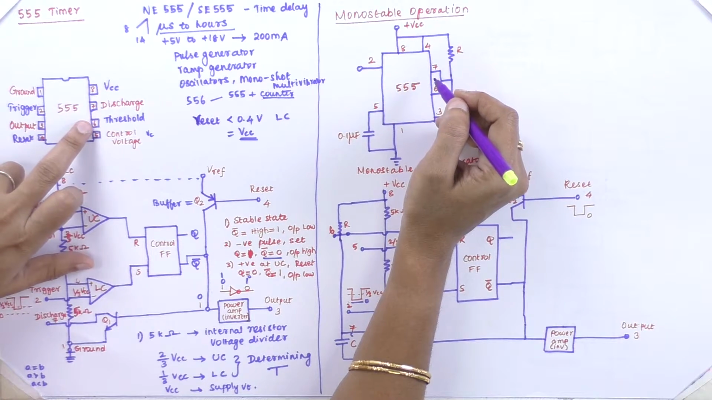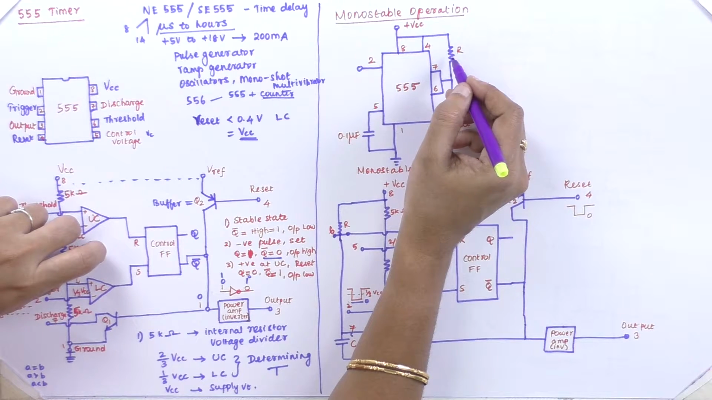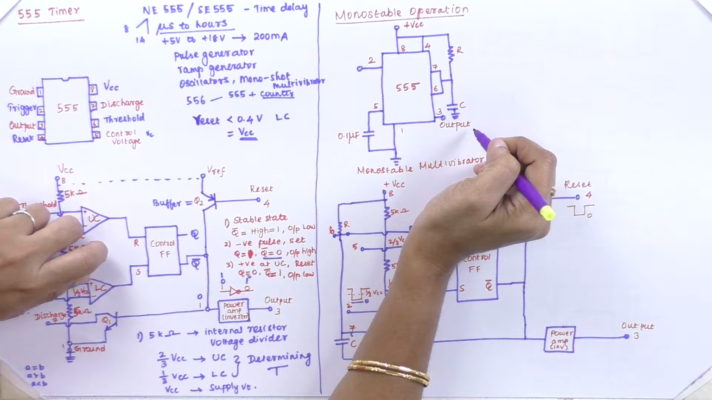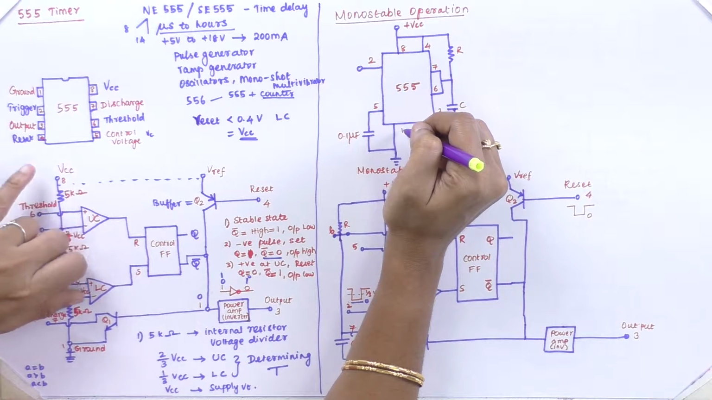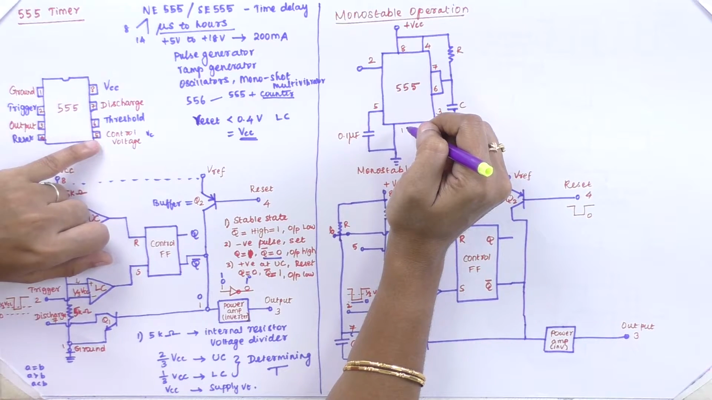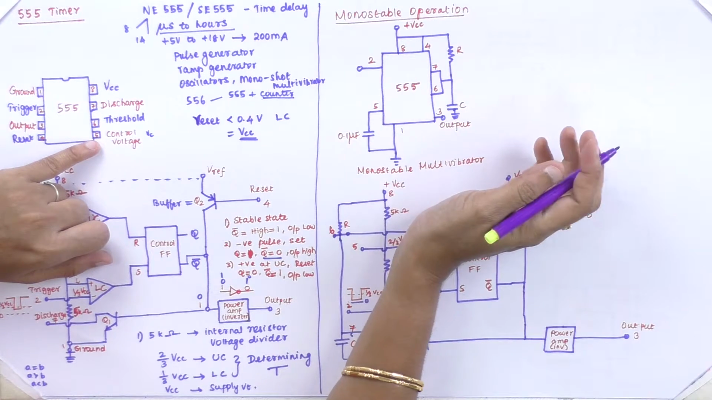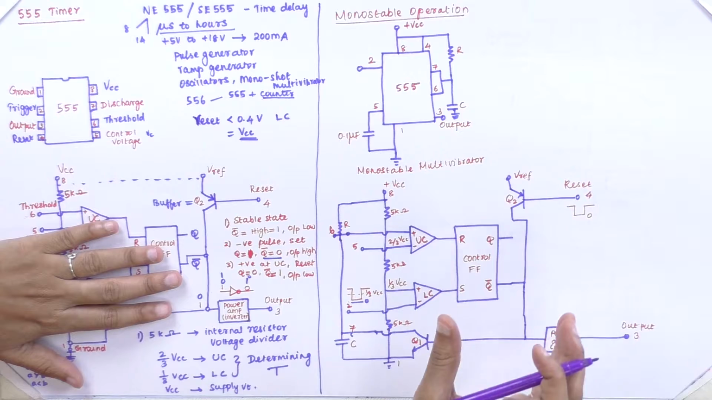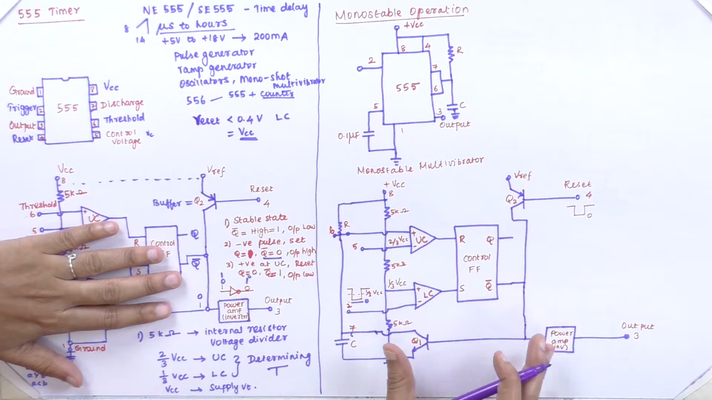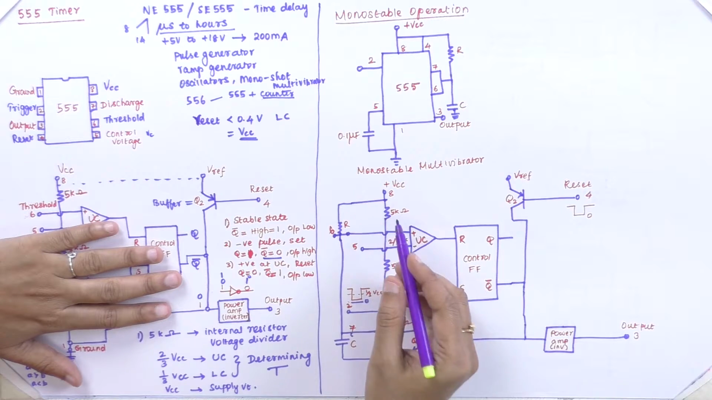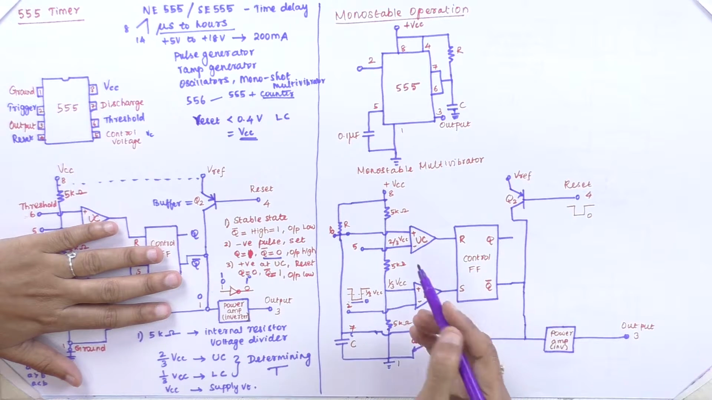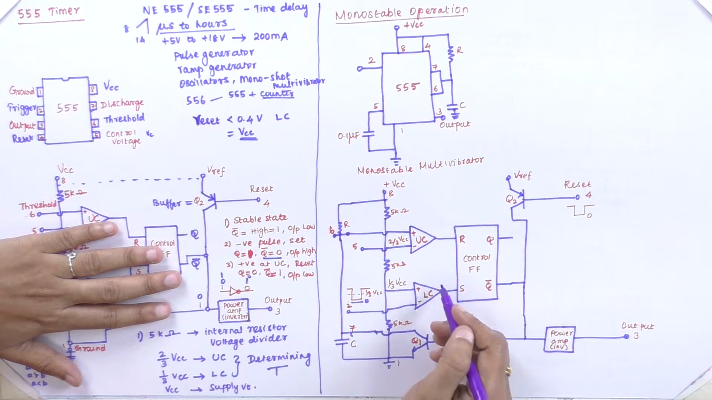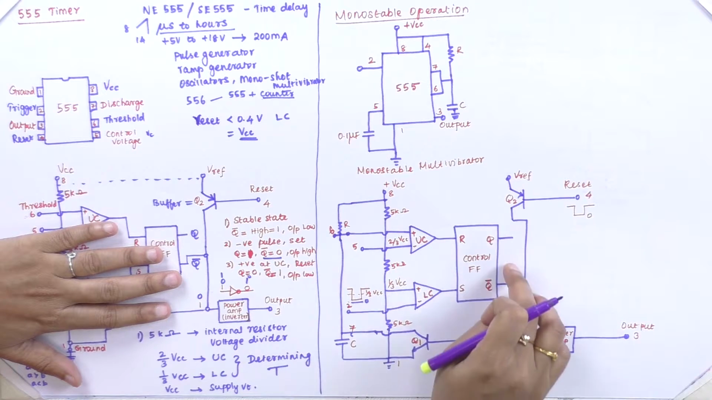Here the 7th and 6th terminals are connected with the input resistance R and the capacitance C. Then we have taken an output at the 3rd terminal. Between the 1st terminal and the 5th terminal, the control voltage is connected with a capacitor of 0.1 microfarad. The same diagram of the monostable operation is given here. Again we have 5 kilo ohm resistors, with 2/3 VCC connected to the upper comparator, 1/3 VCC connected to the lower comparator, and we have the flip-flop.